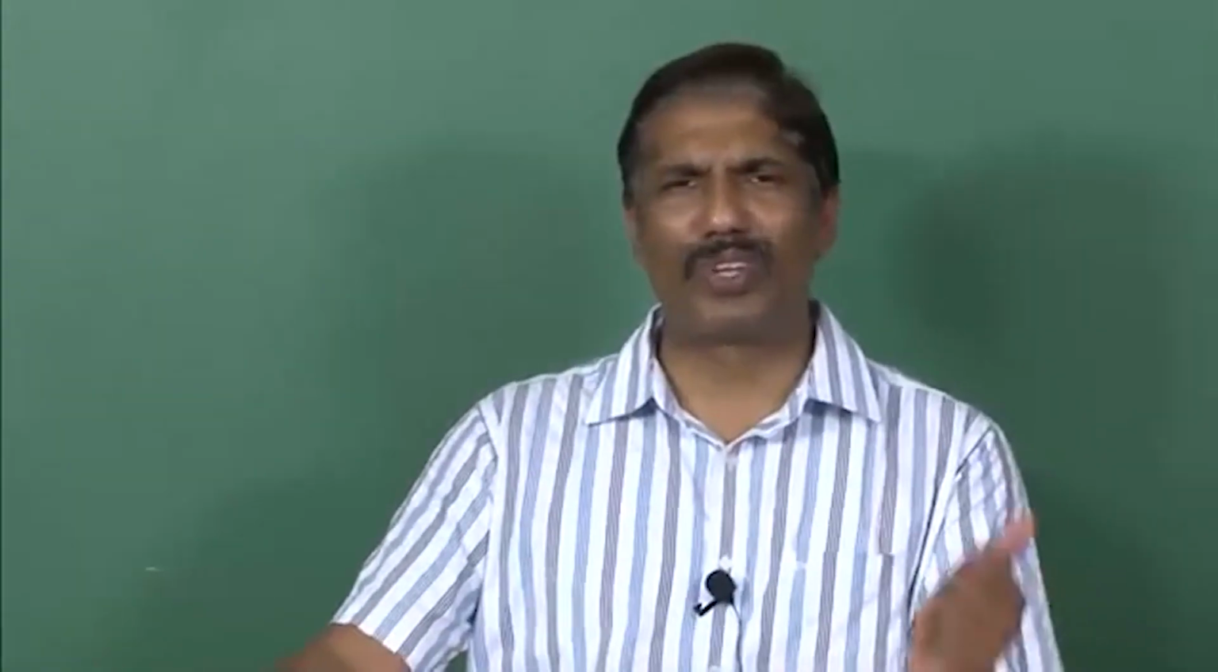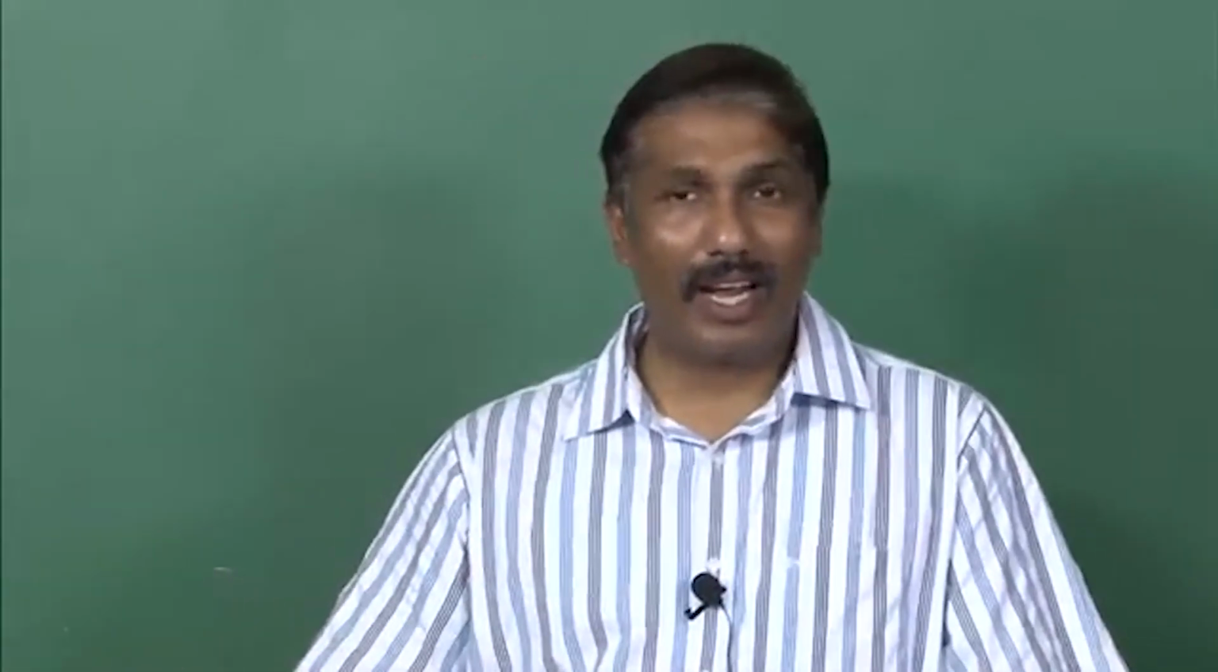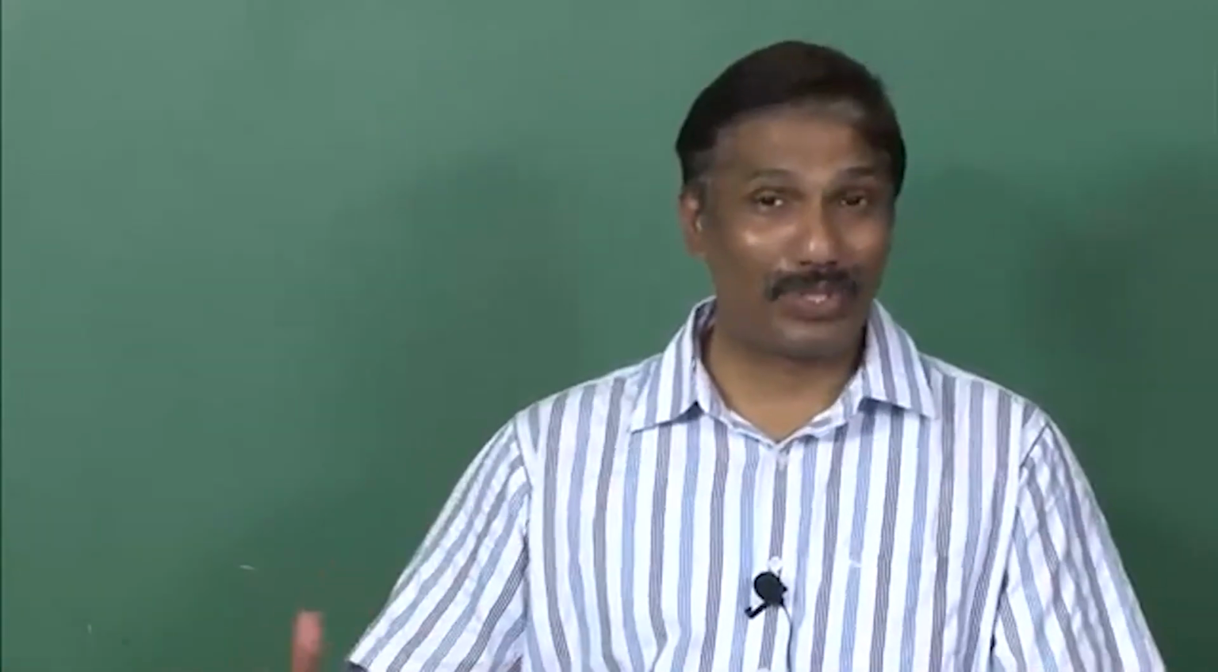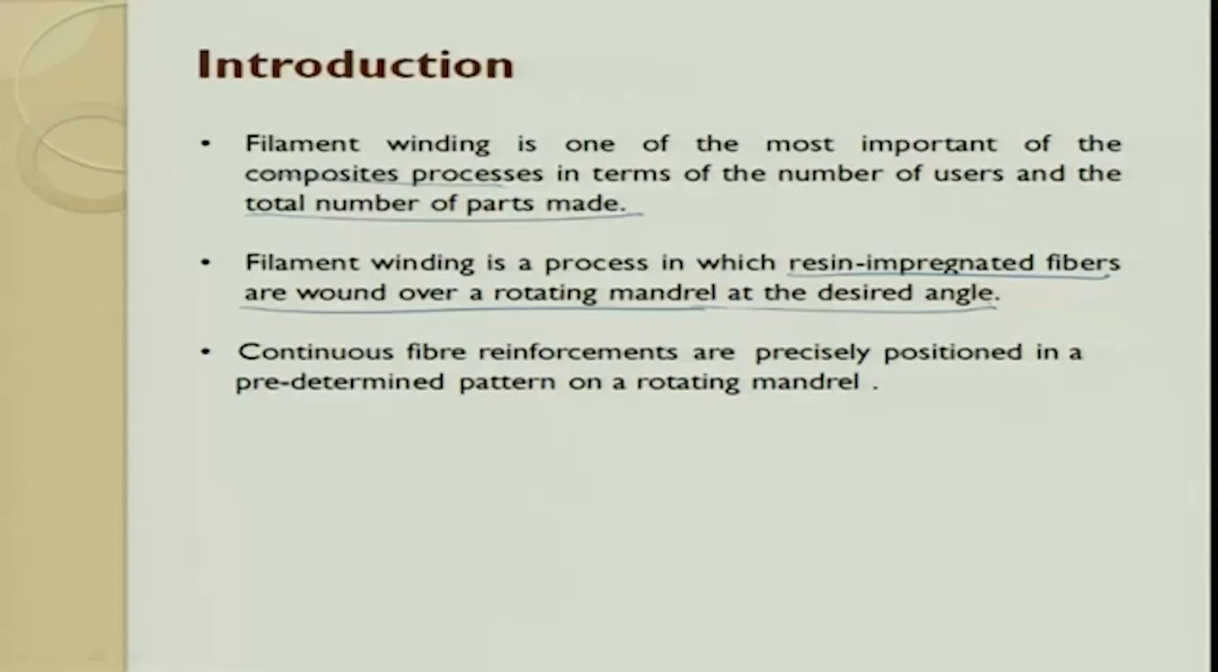For example, I need hoop strength, I need a lot of strength along the circumference. For example, when you send a space shuttle outside the orbit, the pressures are high, they use solid propellant, they use liquid propellant, and this has to be packed inside a container which has to withstand pressures. So, many a times we try to use the filament winding process. Here continuous fiber reinforcements are precisely positioned in a predetermined pattern on a rotating mandrel.